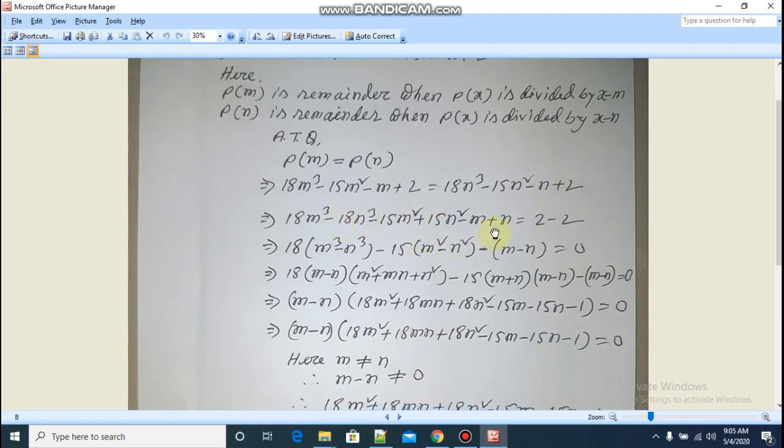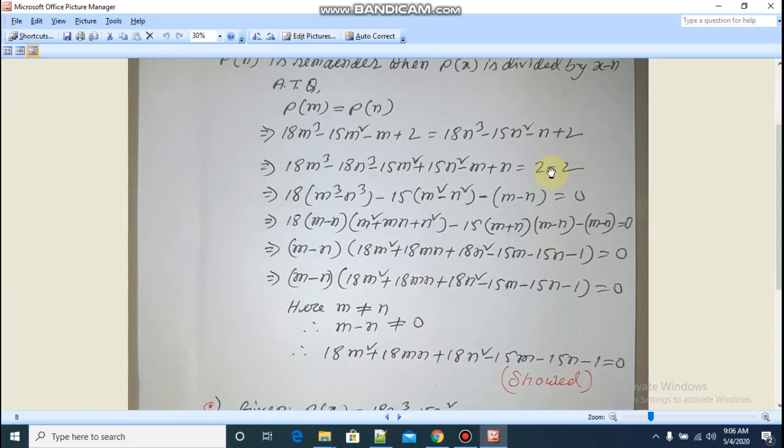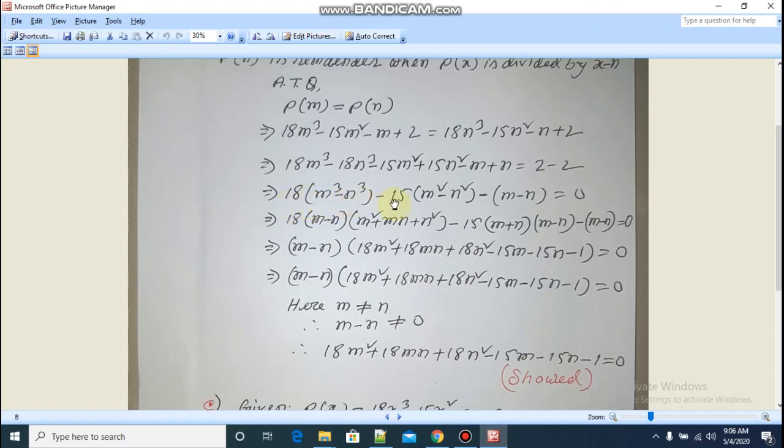After changing sides of some terms, we get 18m cubed minus 18n cubed minus 15m squared plus 15n squared minus m plus n equals 2 minus 2. In these two terms, 18 is common. After taking 18 as the common part, we get 18 into m cubed minus n cubed. In the same way, minus 15 is common, then we get this. Minus is common, then we get this.